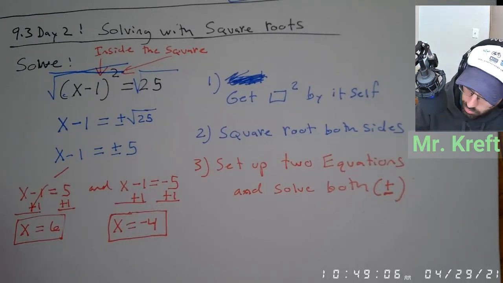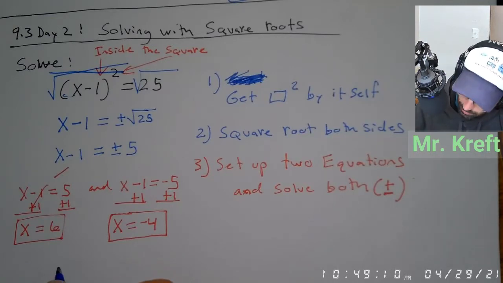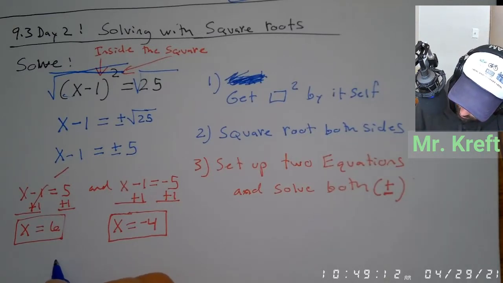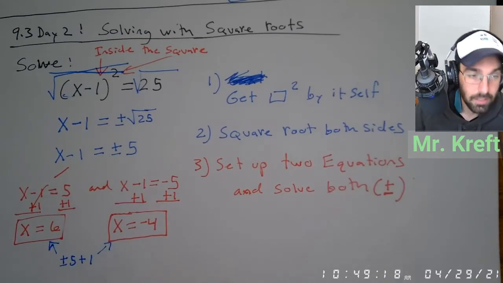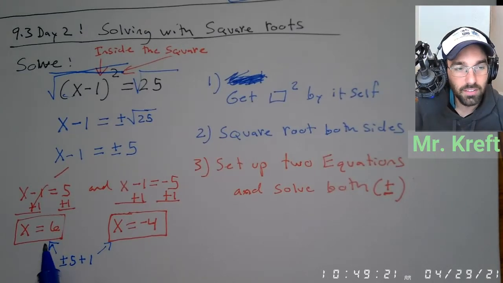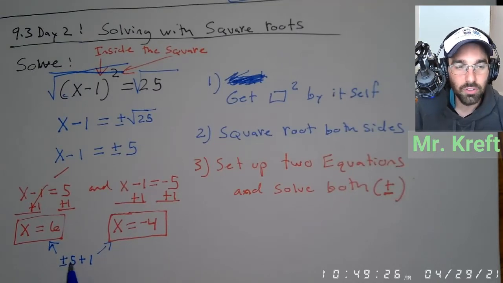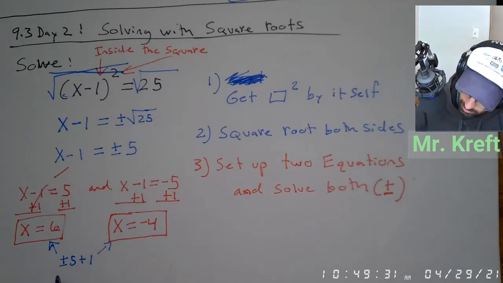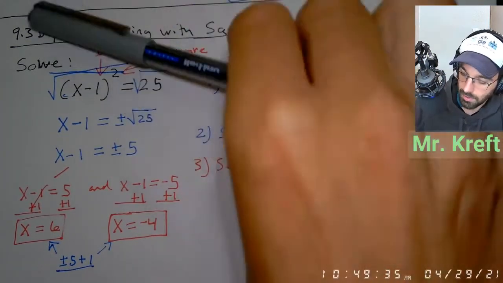Now, sometimes you can see this if you guys go on like the internet or you're reading in a book. Sometimes it will write the answers as plus or minus 5 plus 1. Okay, because this is the same thing, right? So 1 plus positive 5 is 6. 1 plus a negative 5 is negative 4. But the way that we're going to write our answers is just as the whole number. Okay, but I just want you guys to be aware that sometimes people write their answers like this.